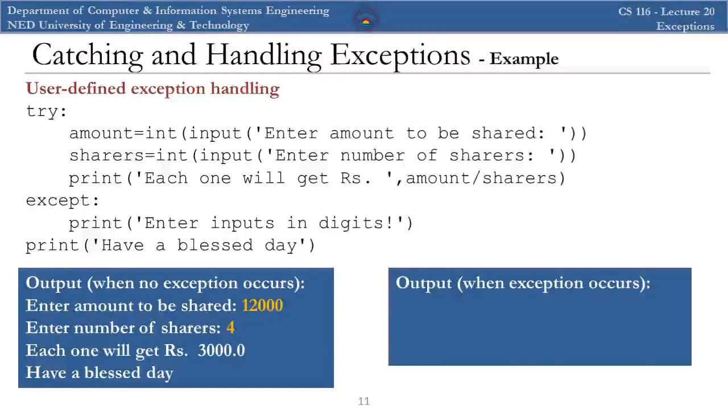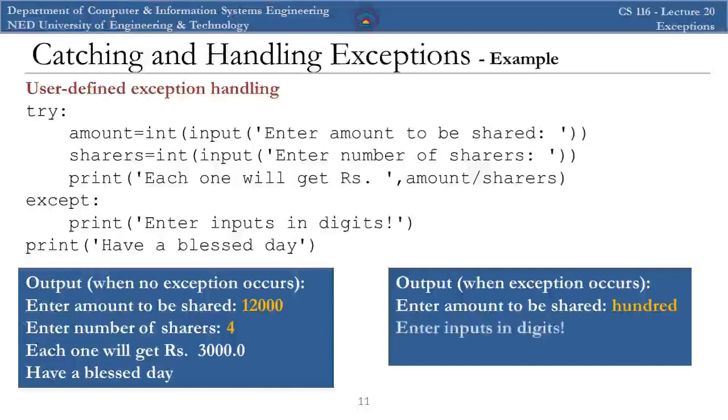Now the second case is when the user enters something unexpected. So let's see this. Now the user is entering a string instead of an integer value. As soon as this input value is processed by Python, the try block will cause the normal execution to stop. That means the second statement, the sharers statement, and the third print statement will not be executed. Instead, the flow will switch to the except block, and in the except block we have a print statement, so that will be printed, and after executing the except block, the last general statement will be executed.